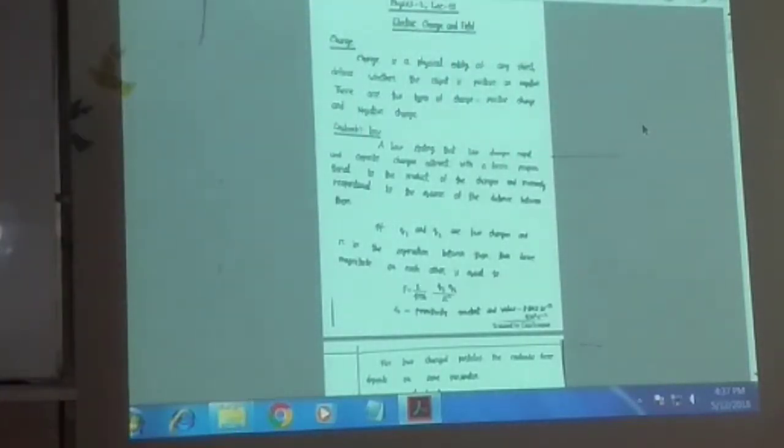So in conclusion, we can say that there are two types of charge. Number one, positive charge. Number two, negative charge. Right? So in this world, only two types of charge exist. One positive, another negative. Without these two, there is nothing else.